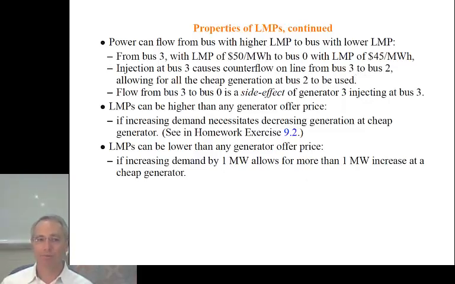Another property is that the LMPs can be higher than any generator offer price. That occurs if increasing demand necessitates decreasing generation at a cheap generator and then more than compensating at expensive generators. Similarly, or analogously, the LMPs can be lower than any generator offer price. And that occurs if increasing the demand by a megawatt, for example, allows for more than 1 megawatt increase at a cheap generator.